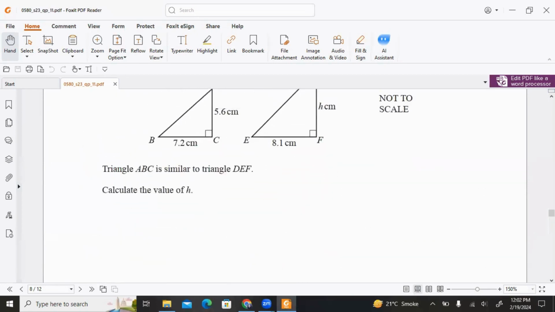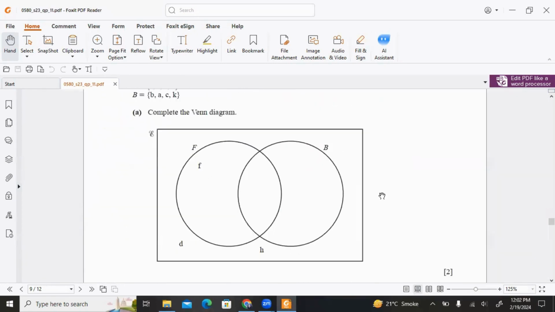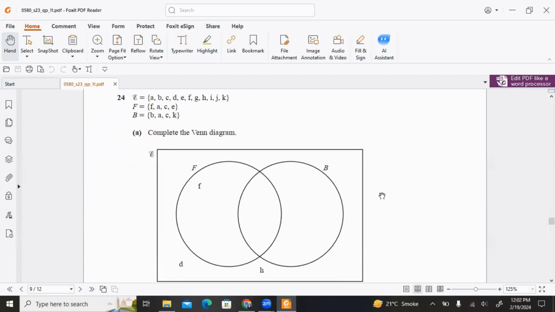Then question 24 is asking us to complete the Venn diagram first. So we have the universal set, which has A, B, C, D, E, F, G, H, I, J, K. Set F is F, A, C, E, and set B is B, A, C, K. As you can see, A and C are common, which means they come in the middle. F and E come over here. B, K come over here.